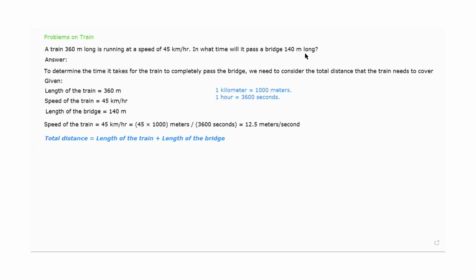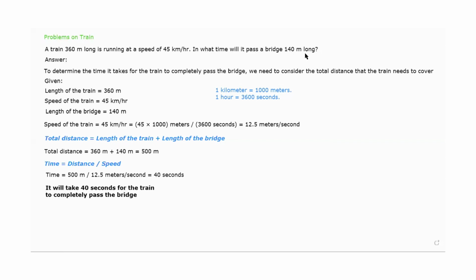To calculate the time it takes for the train to pass the bridge, we need to consider the total distance covered by the train, which is the sum of the length of the train and the length of the bridge. Total distance equals length of the train plus length of the bridge. Total distance equals 360 meters plus 140 meters equals 500 meters. Now, we can use the formula: time equals distance divided by speed. Time equals 500 meters divided by 12.5 meters per second equals 40 seconds. Therefore, it will take 40 seconds for the train to completely pass the bridge.